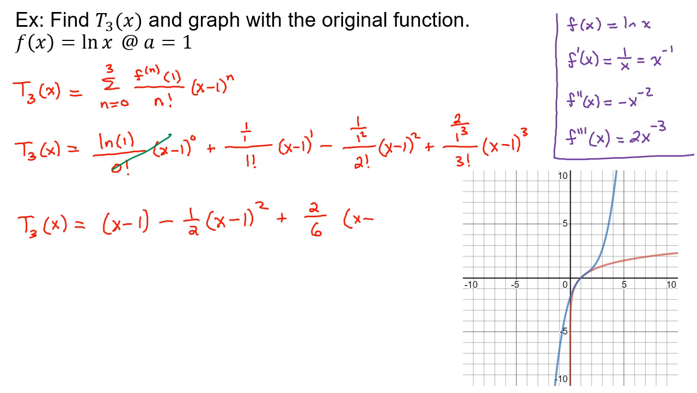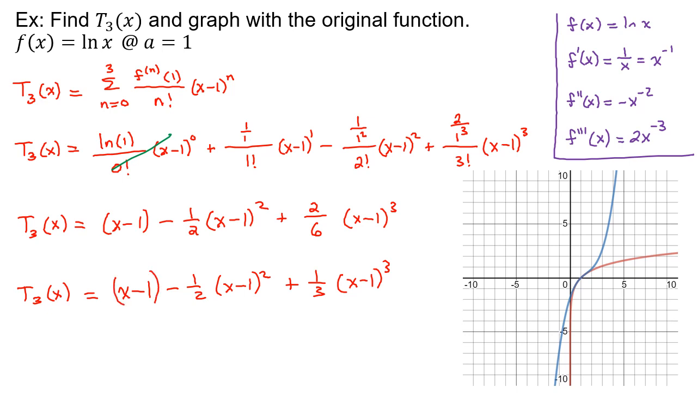So actually, you could simplify that a little bit more. 2 goes into 6 3 times. So I'll get x minus 1, minus 1 half times x minus 1 squared, plus 1/3 times x minus 1 cubed. Now, you could either leave the x minus 1 in the parentheses, or you could leave it like this. It doesn't really matter. I like to group them, like I said on the last one, because it shows you the x minus 1 is the center where you're approximating around. But officially, it wouldn't matter if you left it in parentheses or not.